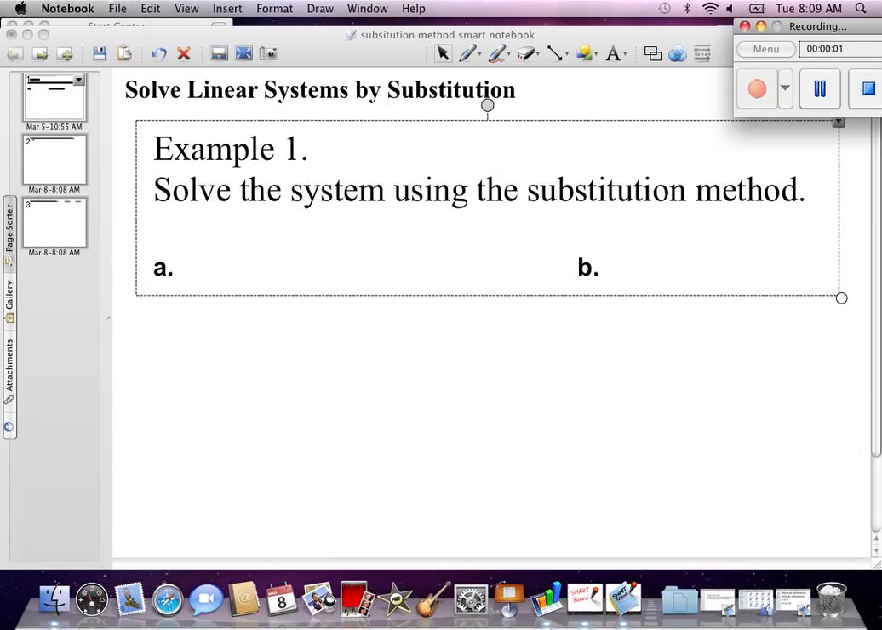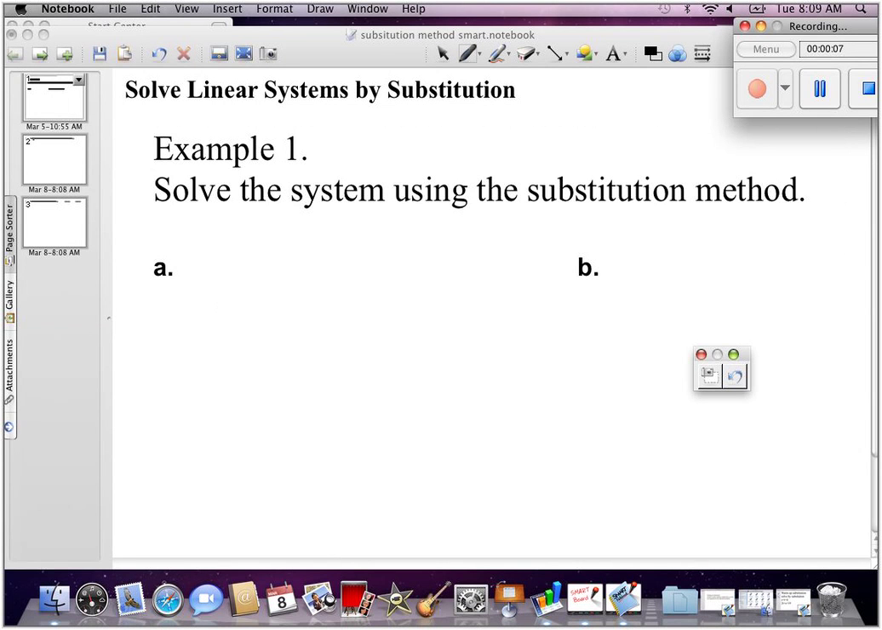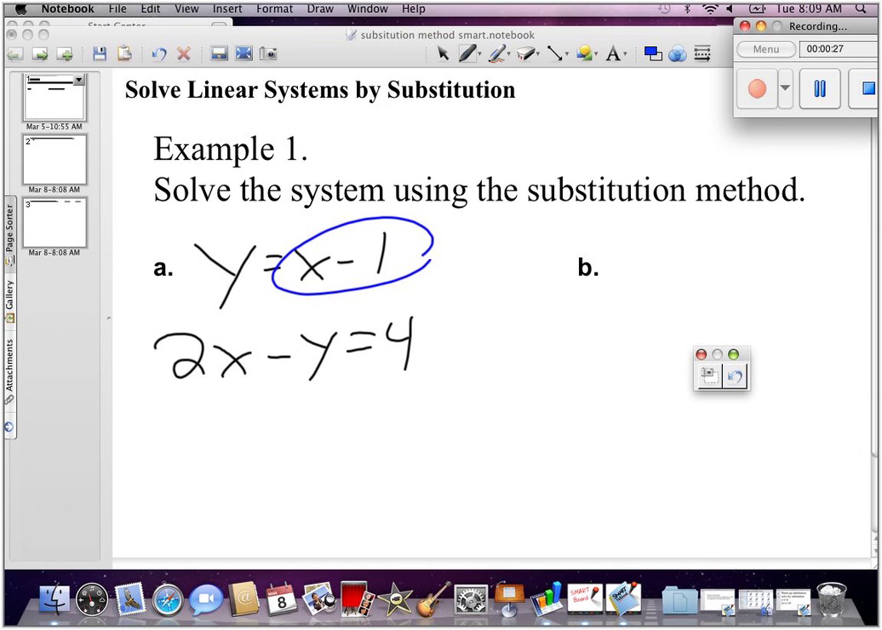All right, so ladies and gentlemen, again, we're going to go over the substitution method. So let's look at this first problem. We've got y equals x minus 1 and 2x minus y equals 4. So where did we leave off? Lawrence, what am I going to substitute in? We're going to put the x minus 1, and which letter are we going to put it in for?